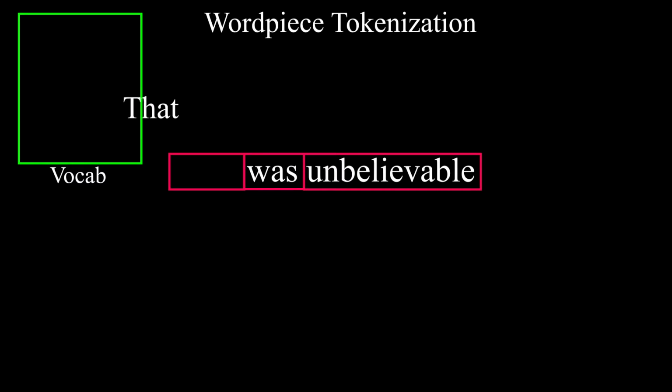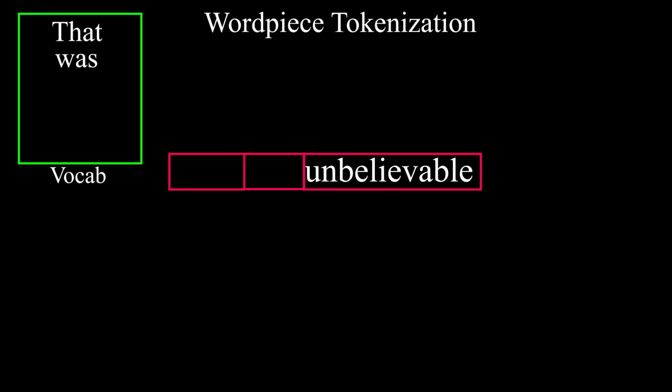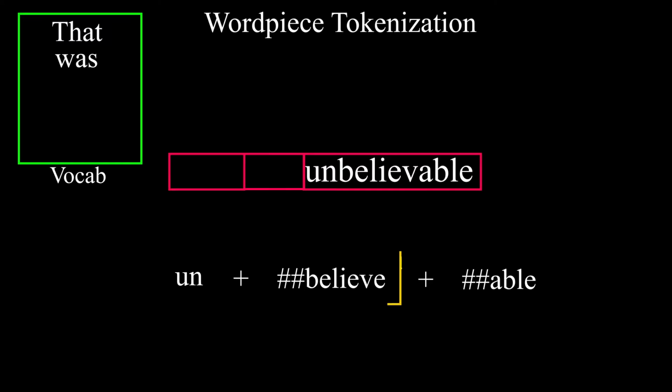Let's understand how the Wordpiece tokenizer and vocabulary work. Wordpiece tokenization works by first splitting the text into words and then splitting each word into subwords or characters, depending on the frequency of that subword in the vocabulary. For example, the word unbelievable can be split into un plus double hashtag believe plus double hashtag able, where double hashtag indicates that the subword is not a standalone word.